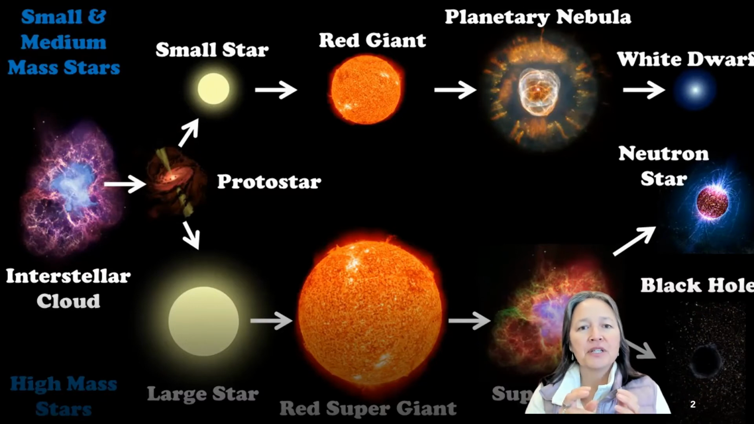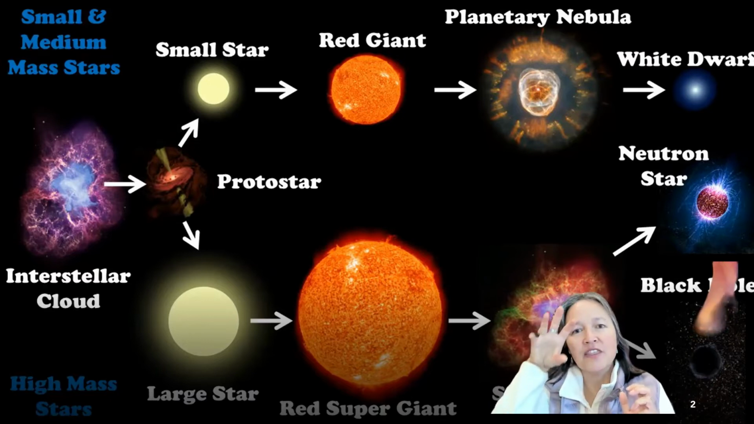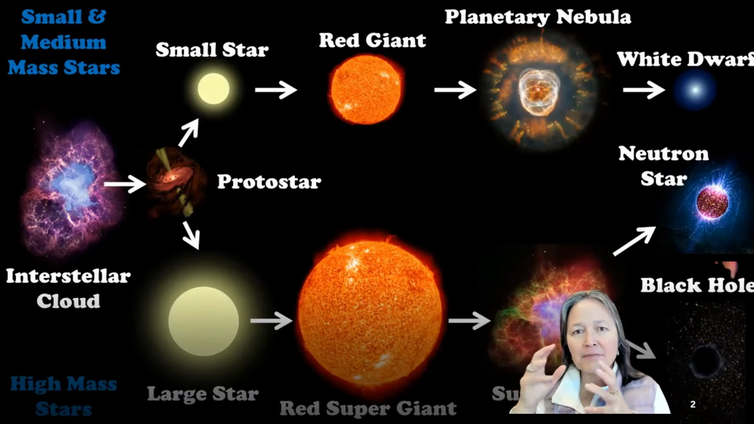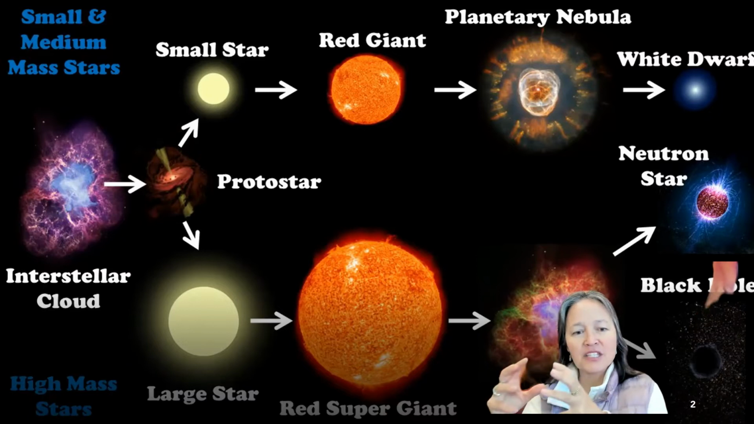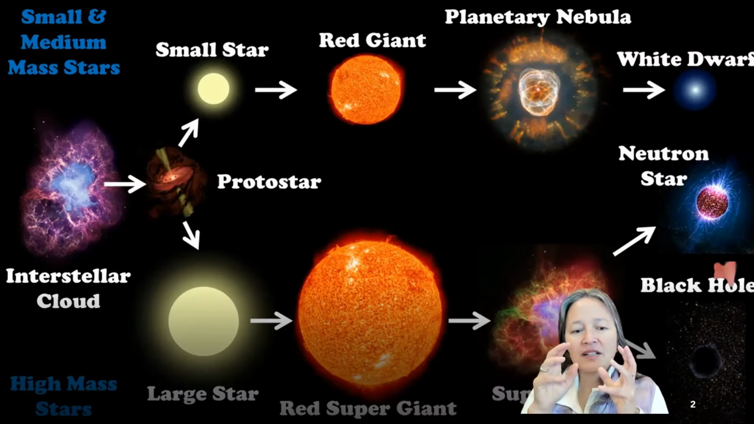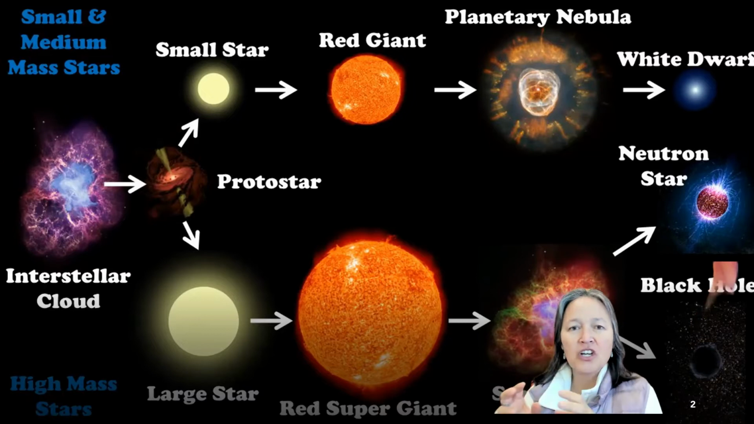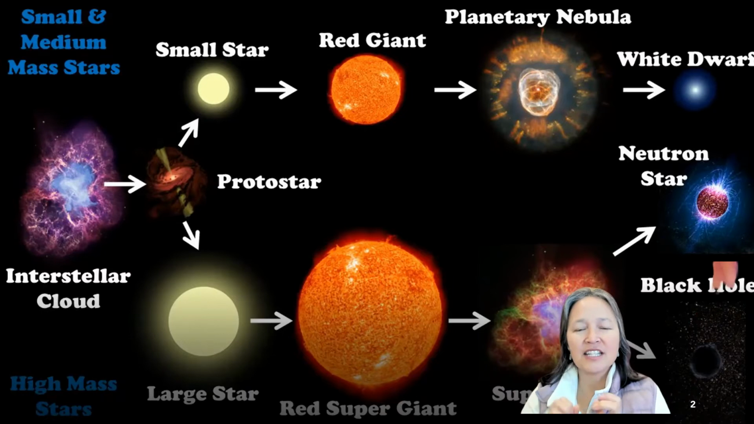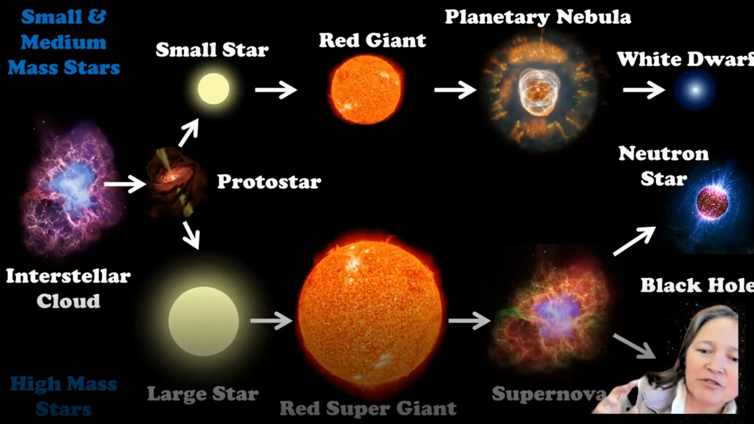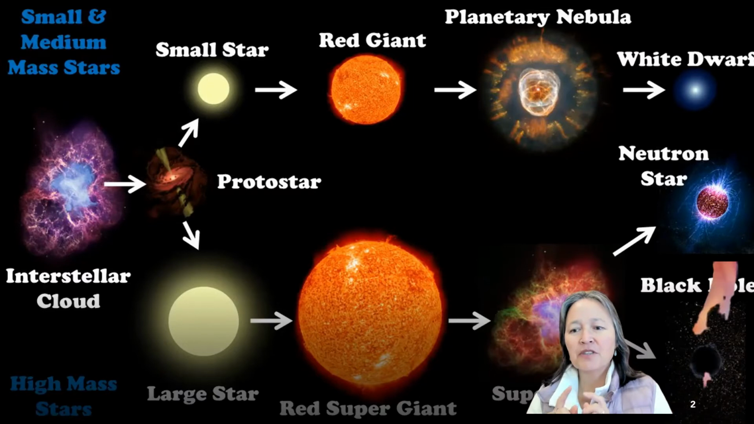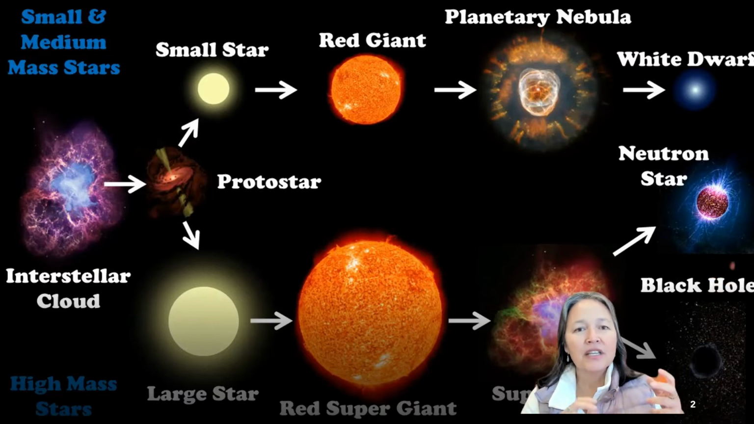And from the nursery, there's a sorting. Based on mass, the larger masses, or high mass stars, move into the large star category at the bottom of this chart, that move then to a super giant, a red supergiant, and then move into what's called a supernova. And from the supernova, they either go to a neutron star or become a black hole.